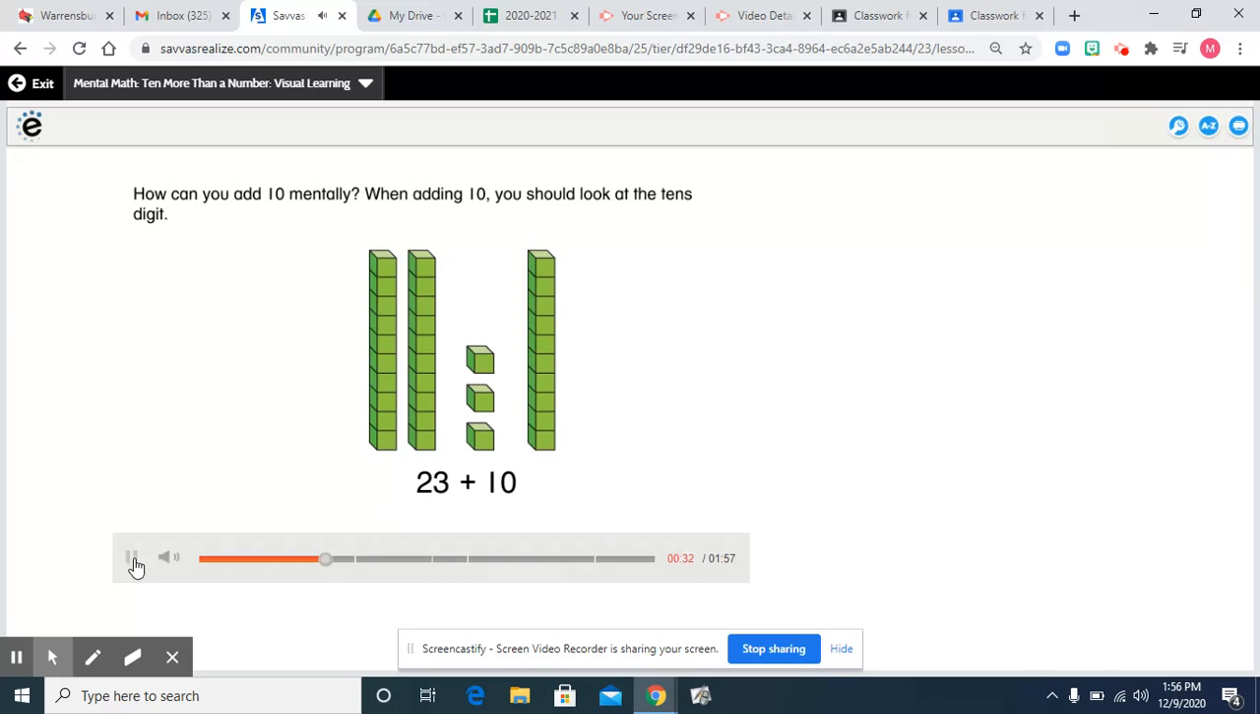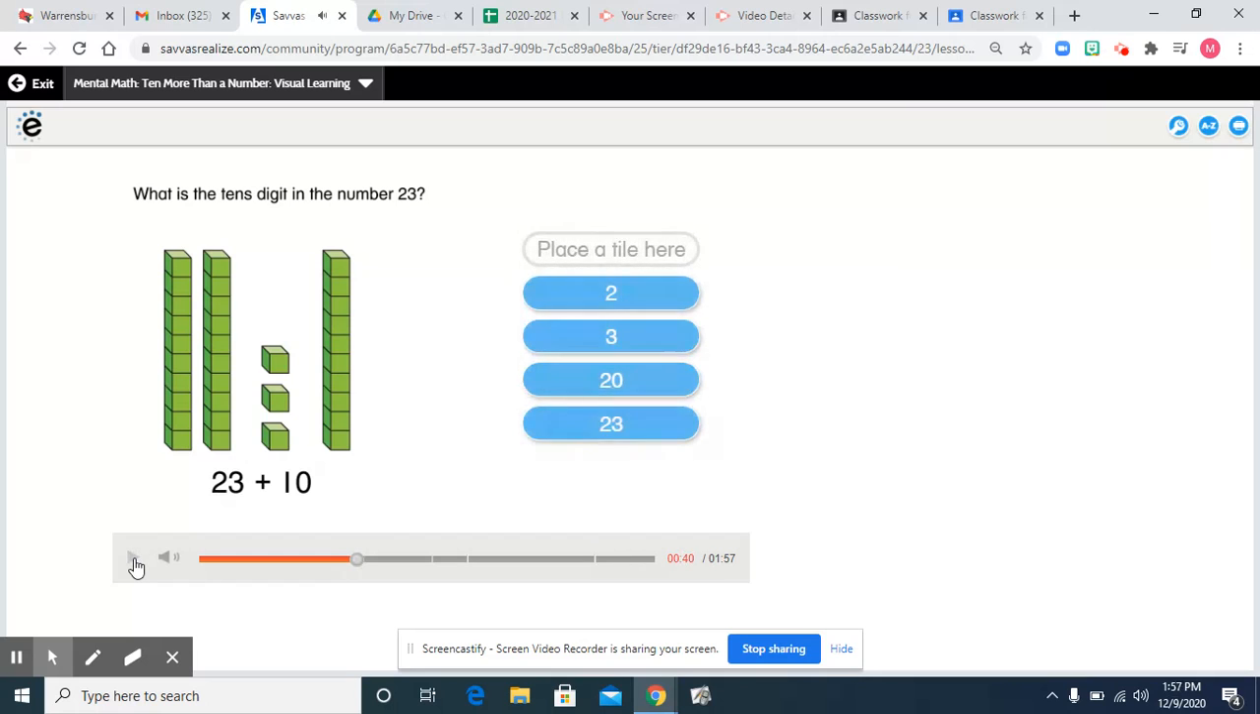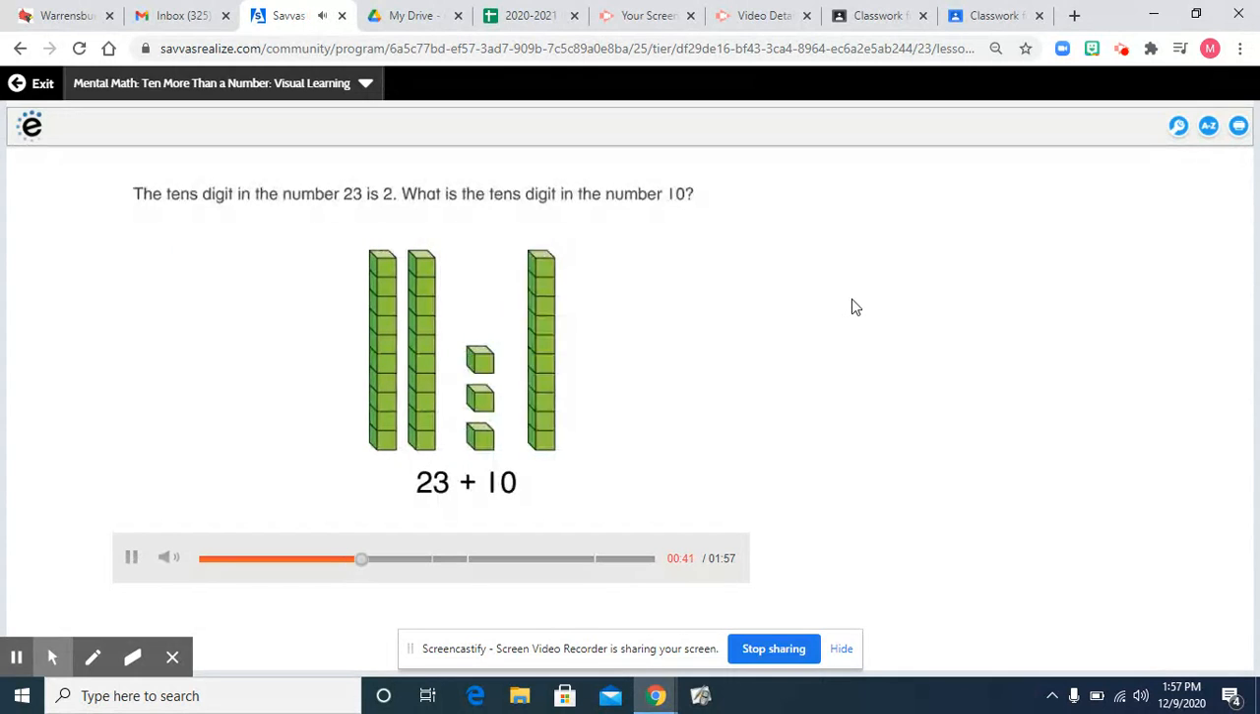When adding 10, you should look at the tens digit. What is the tens digit in the number 23? Select your answer. Okay, we're looking at the tens digit in the number 23. Well, if you look at the 3, there are 3 ones. Now, if you look at the 2, there are 2 tens. So which number would be in the tens place, or the tens digit? It would be the 2. The tens digit in the number 23 is 2.